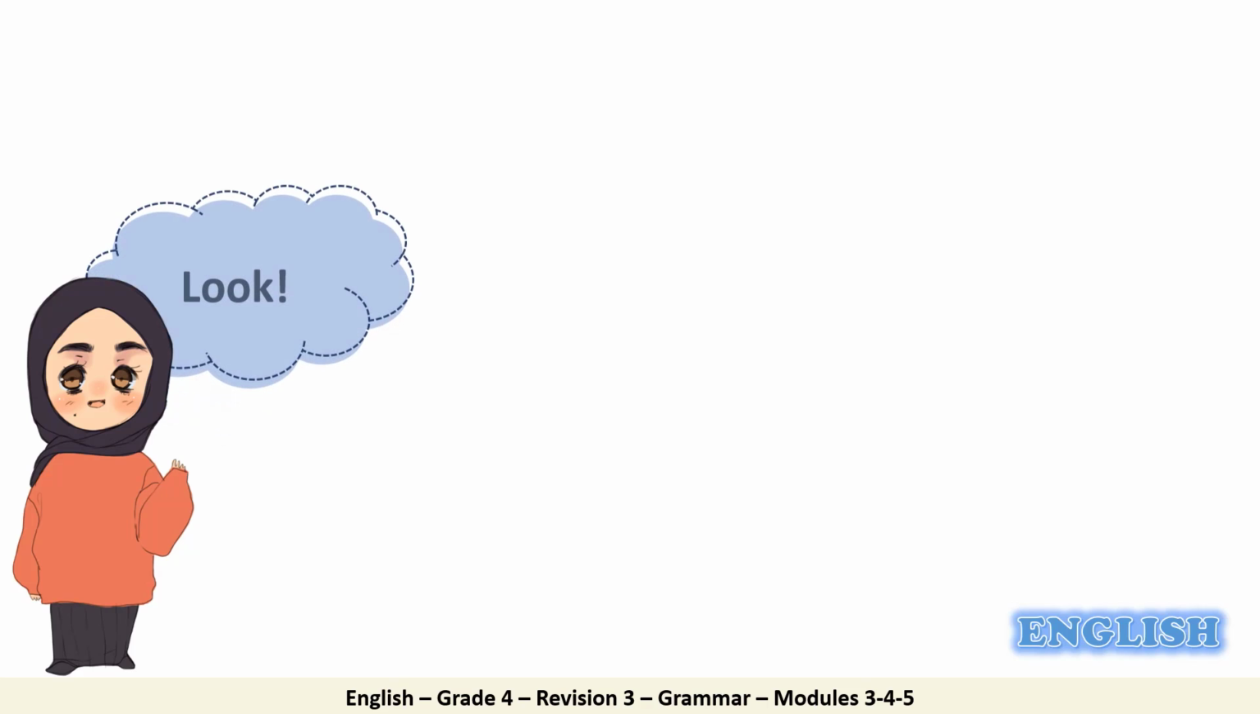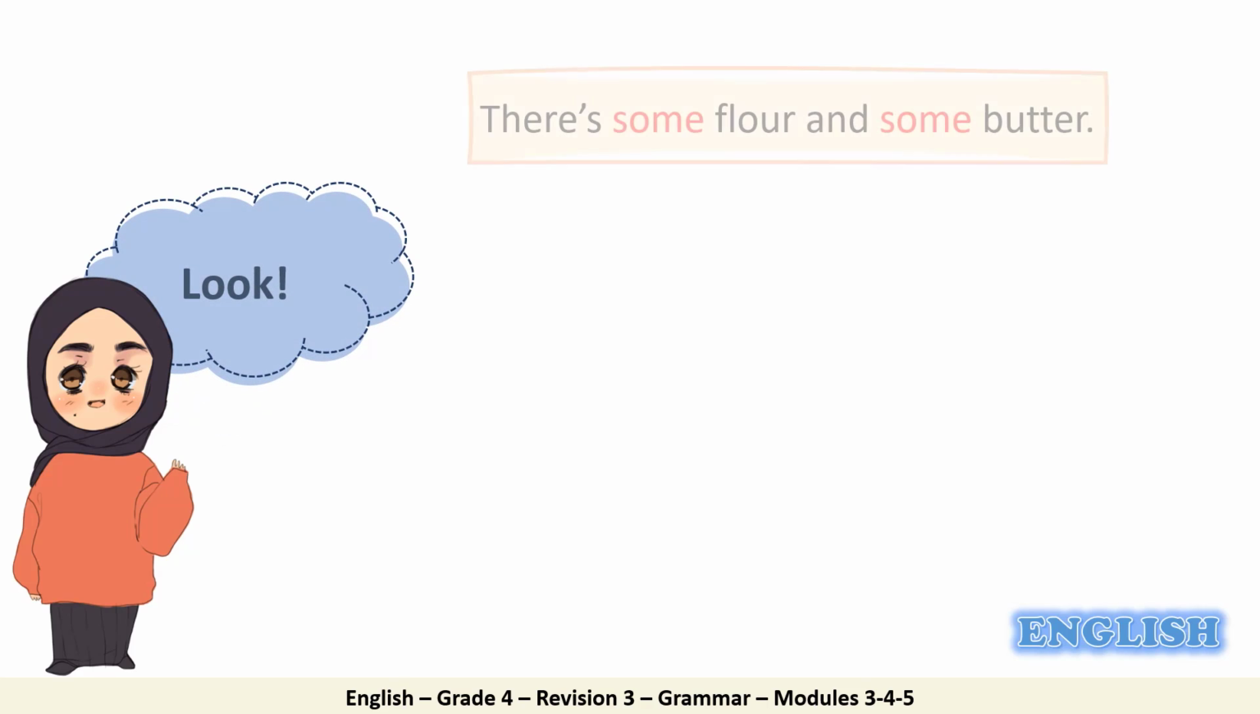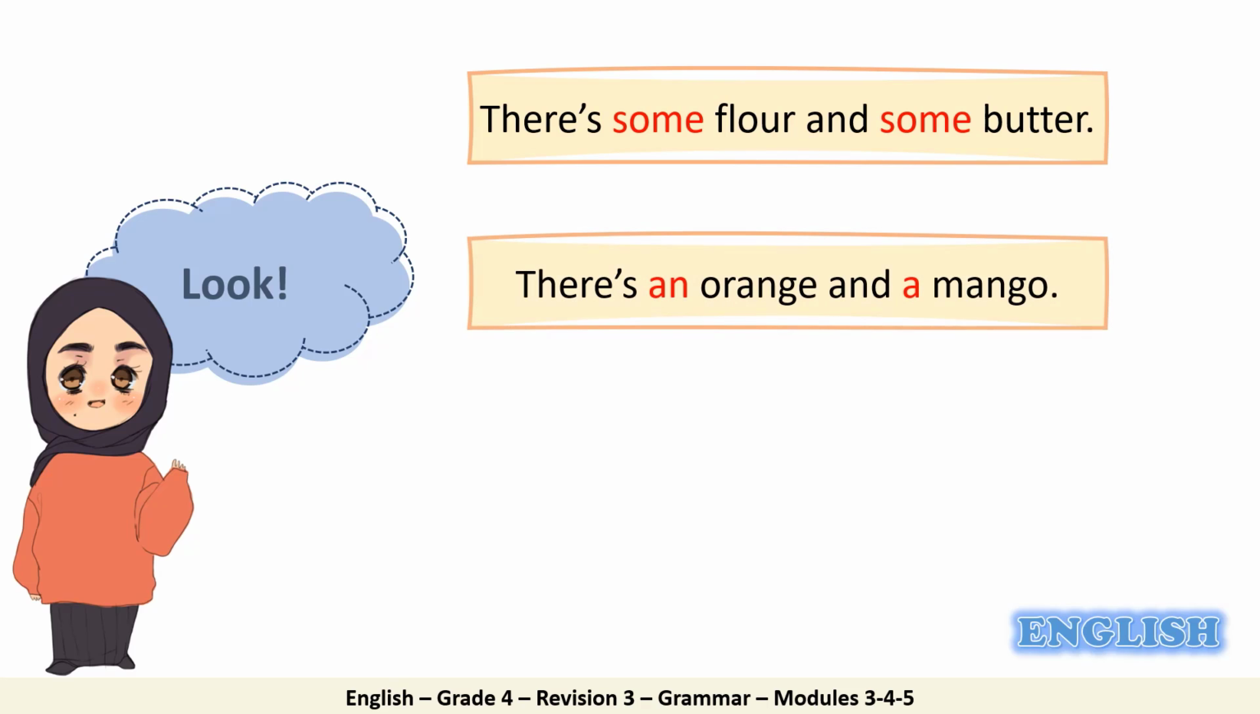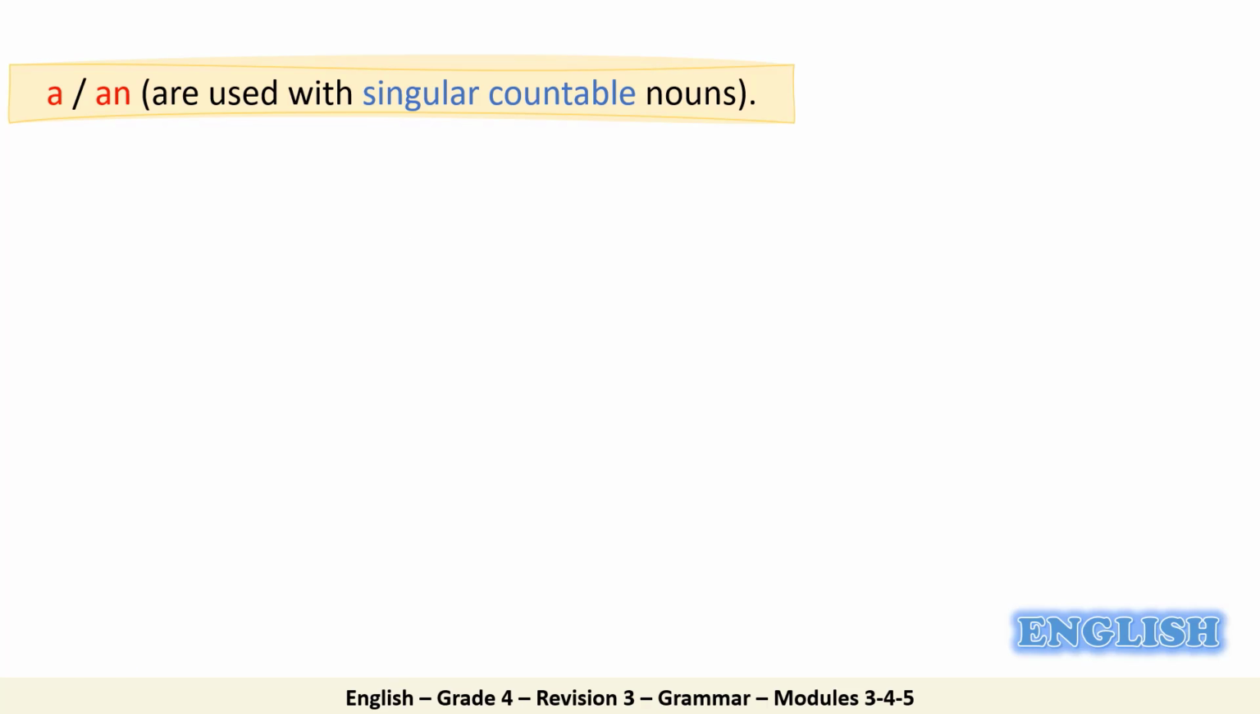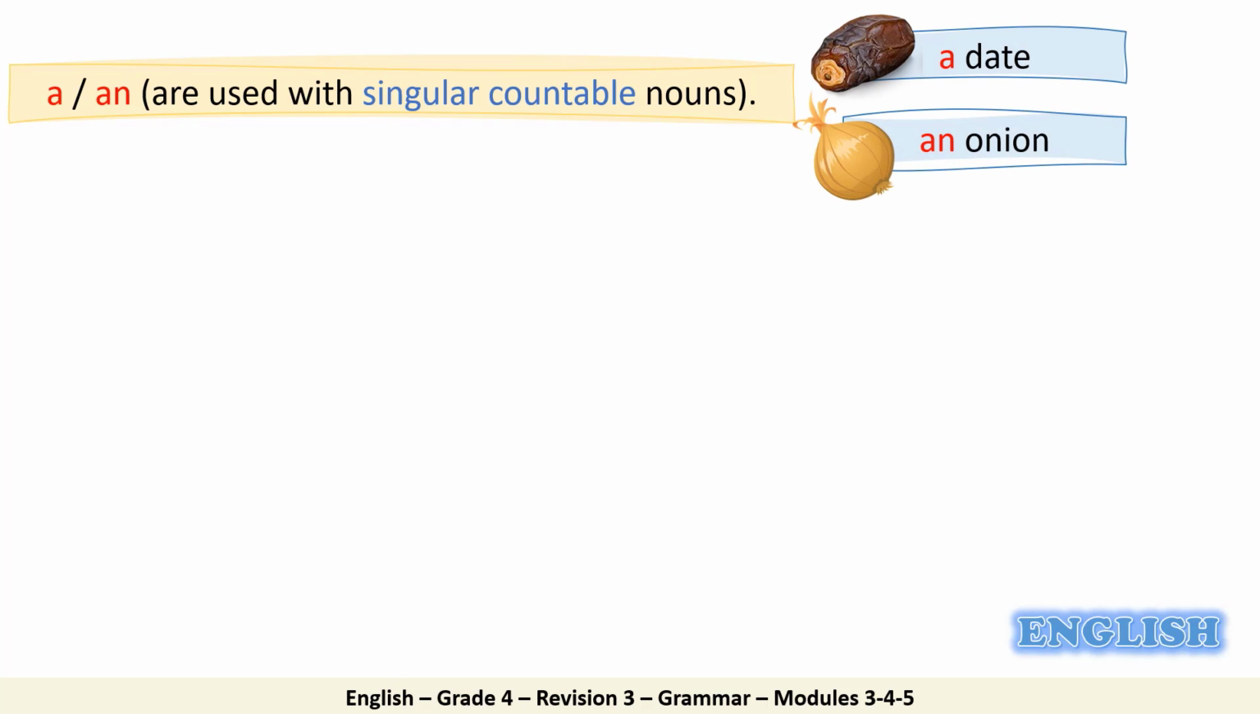Now look at the following sentences and read them with me. There's some flour and some butter. There's an orange and a mango. There isn't any juice in the fridge. Let's go over the use of the words in red. A and an are used with singular countable nouns, such as a date, an onion.